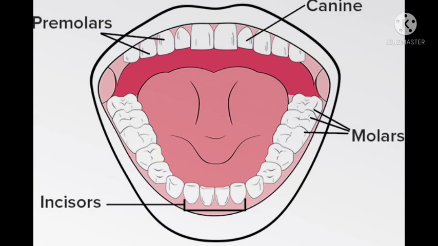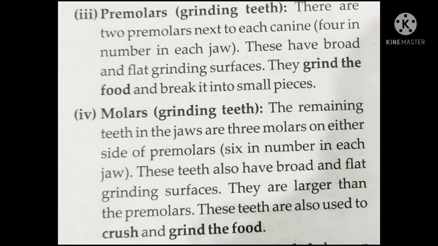Now the next category is premolars. Now read about molars and premolars. Both these types of teeth are known as grinding teeth. They both help in grinding and digesting the food by breaking it into small pieces. They both are flat in structure, but the difference is that premolars are smaller compared to molars. Molars are larger than the premolars, and these teeth help in crushing and grinding the food. You can also mention the number of both the premolars and molars in our mouth. I hope it is clear to you.